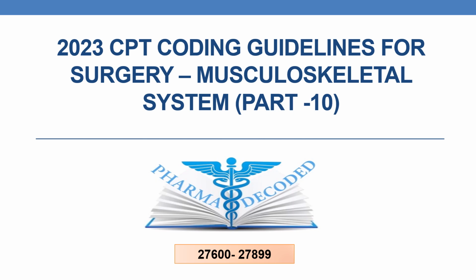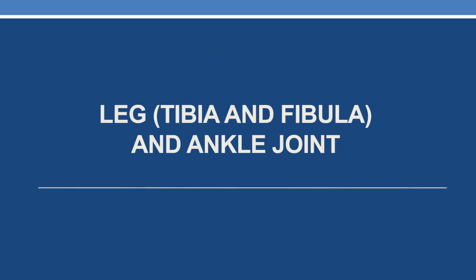Hello everyone, now let us discuss the 2023 CPT coding guidelines for surgery, musculoskeletal system, part 10. In the current session, we will be discussing the leg, and the CPT range is 27600 to 27899. Now coming to leg, which includes tibia and fibula and also ankle joint.